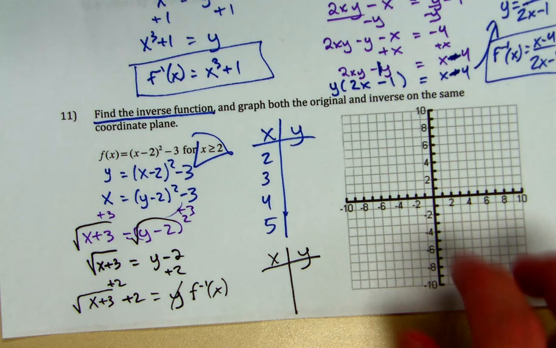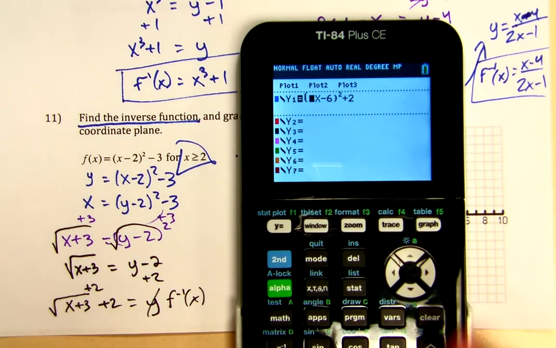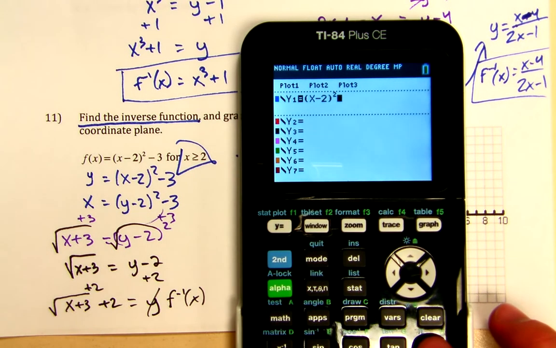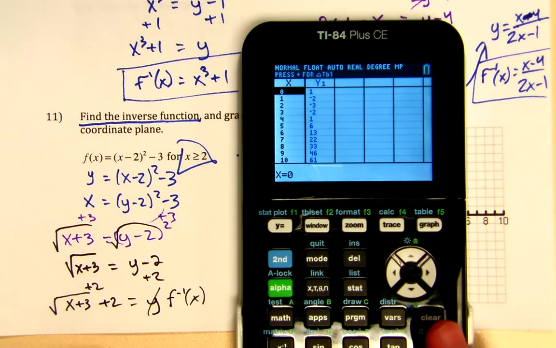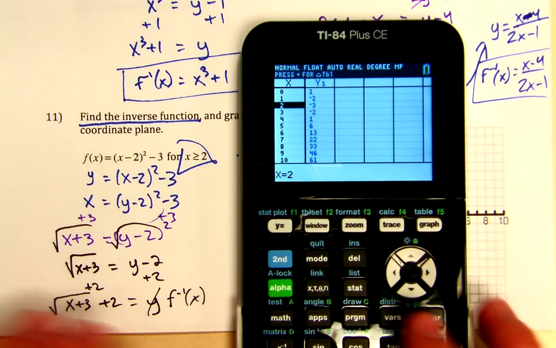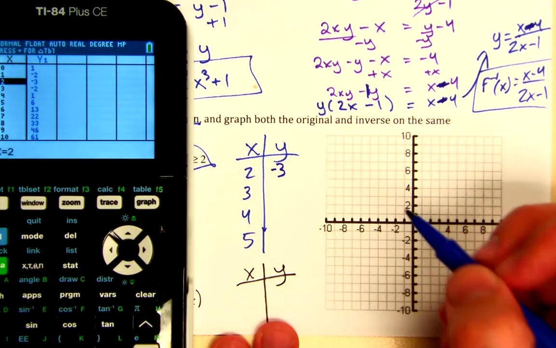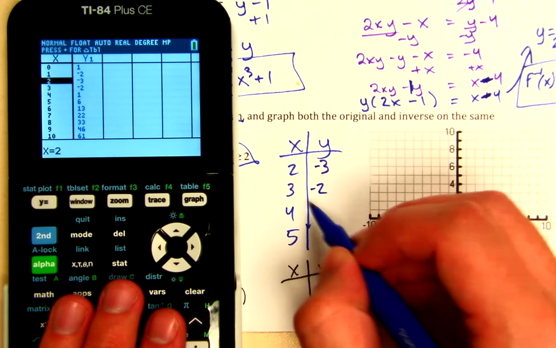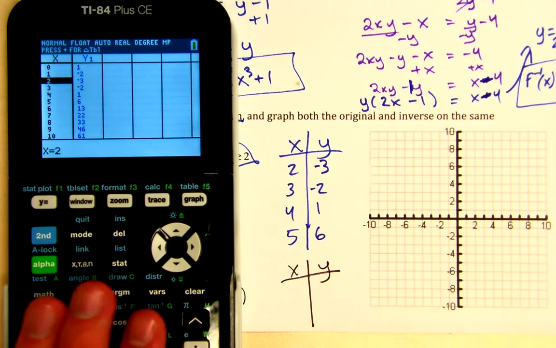So let's graph the original. Pop it in your calculator. Go to y equals. Let's clear out. So we've got x minus 2 squared minus 3. Let's just go straight to the table here. Well, I know I wanted to start at 2, so I better start at 2. 2, negative 3. Then 3, negative 2, 4, 1, and 5, 6.